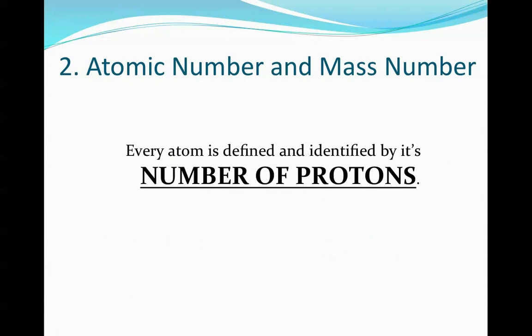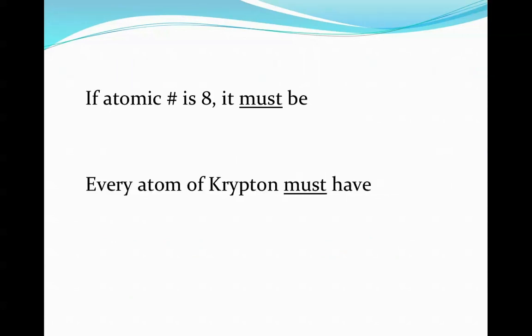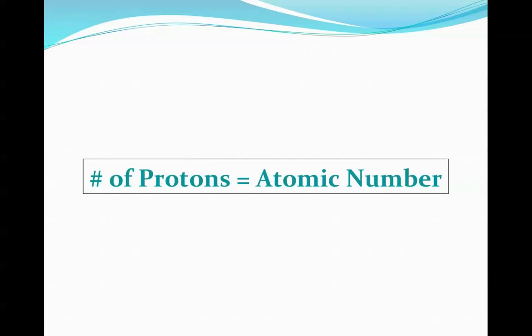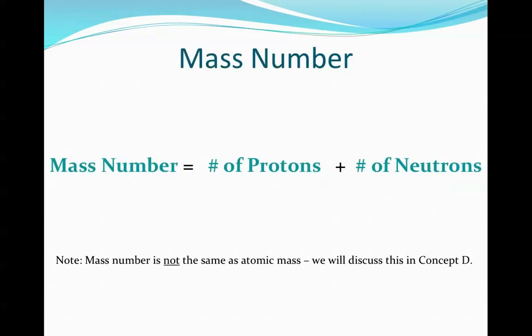So every atom is defined and identified by its number of protons, and this is the atomic number. So if an atomic number is 8, it has to be oxygen, because all oxygens have an atomic number of 8 because they all have 8 protons. Every atom of krypton must have 36 protons, which is also its atomic number, because every atom has to have those 36 protons. 36 is its atomic number and identifies it. So all protons can be determined by looking up the atomic number of an element.